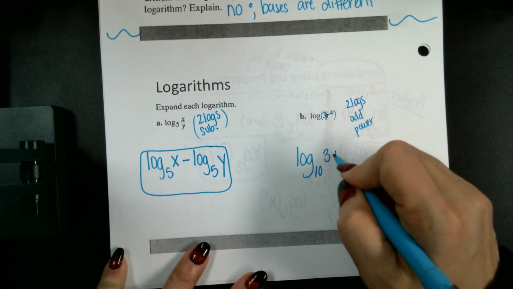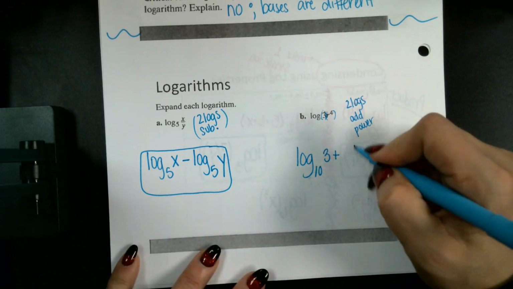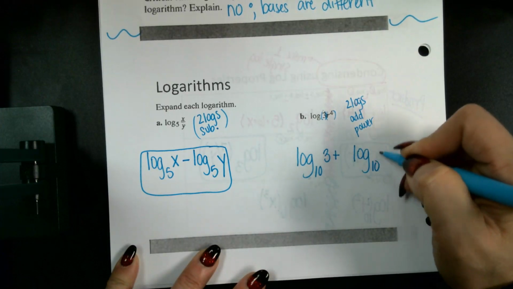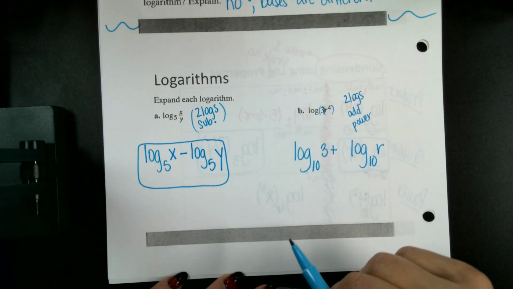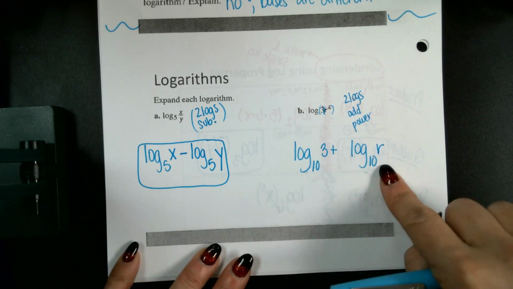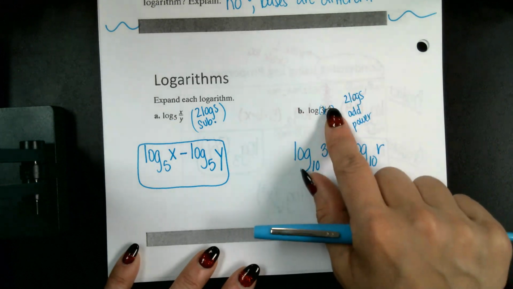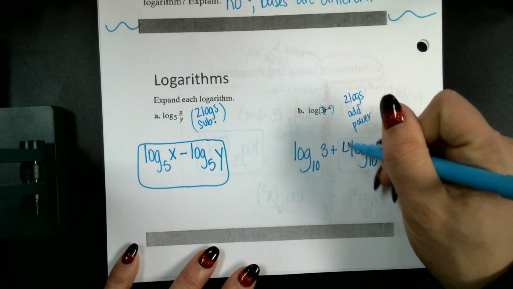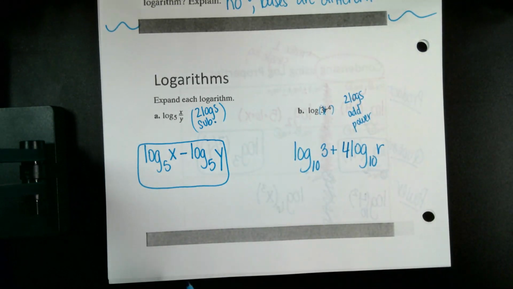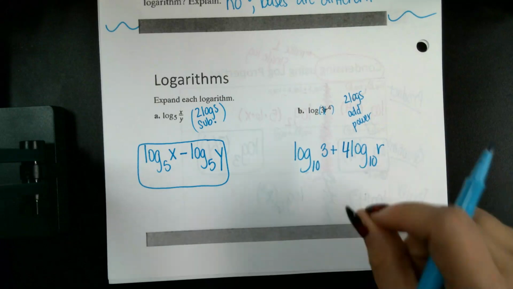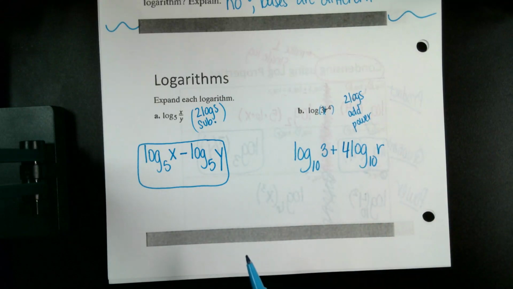Then I would have the plus sign. Now when we do the log of r, so you might want to be watching, you have log base 10 of r. I cannot leave that as r to the 4th. I have to take that exponent and put it right here. The 4 would only go in front of the log of r because it was attached to the r only.